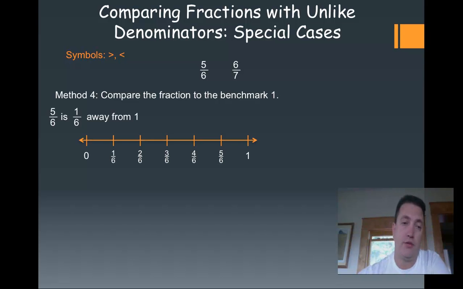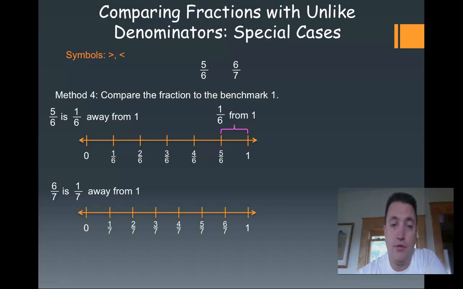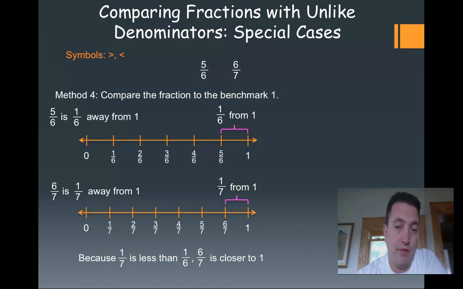Okay, 5/6 is 1/6 away from 1. Make sense? You can see the bracket right there. 6/7 is 1/7 away from 1. All right, because 1/7 is less than 1/6. Okay, it takes up a smaller amount, and you can see that on the number line right here. This section here is smaller than this section here, so it's closer to 1 because it takes up less space. And again, this works really well when you're comparing fractions where the numerator is 1 away from 1 whole. So therefore, 6/7 is going to be greater than 5/6.